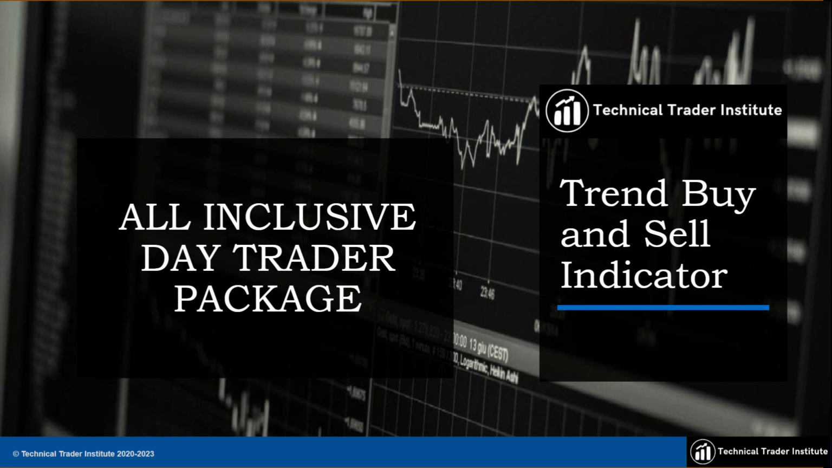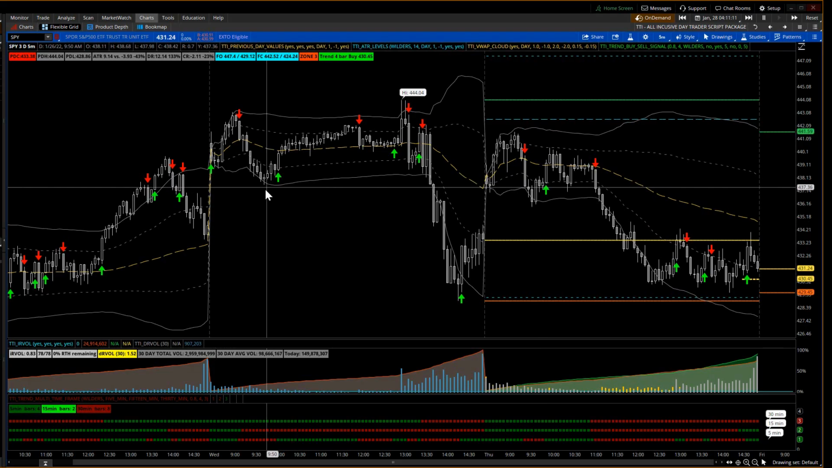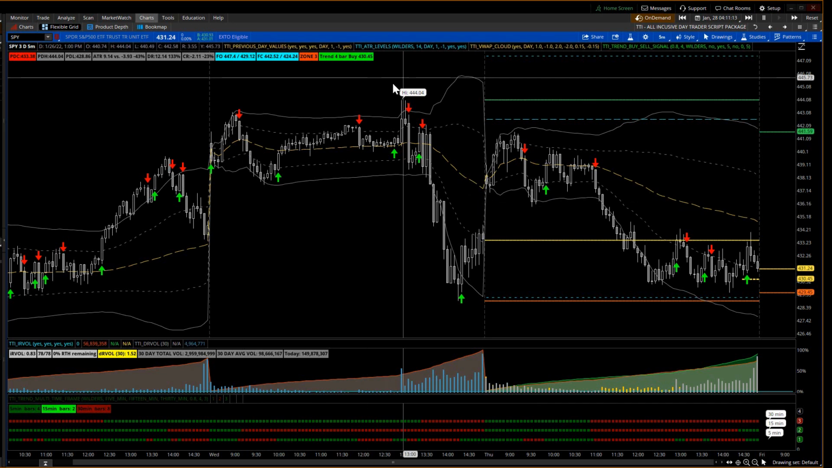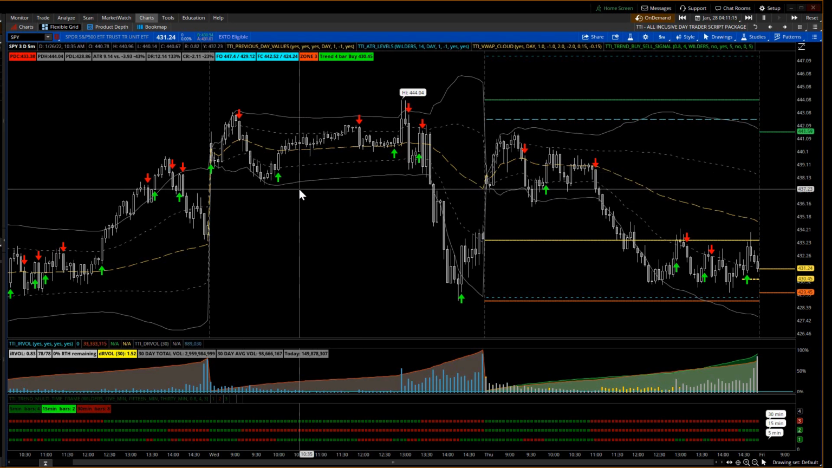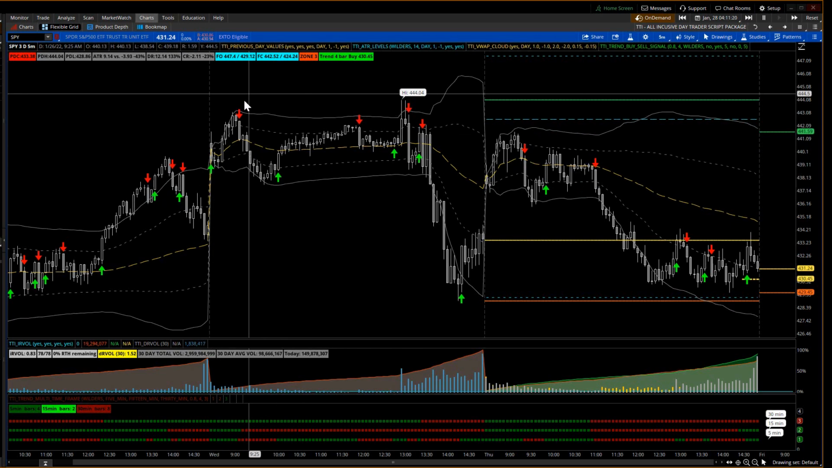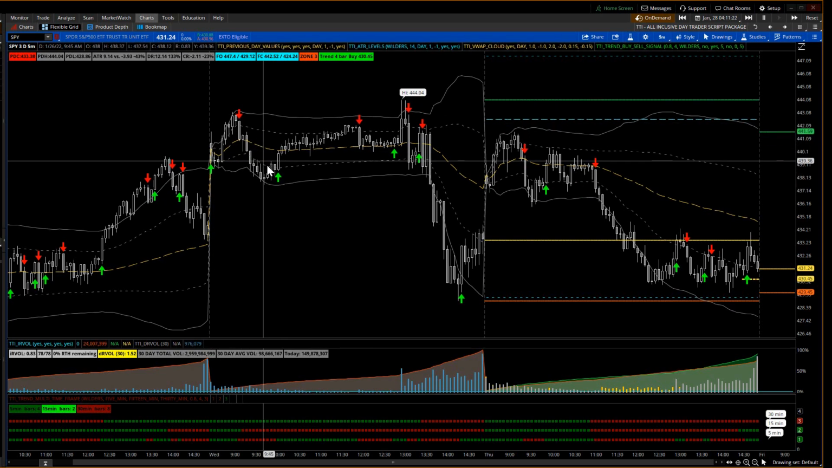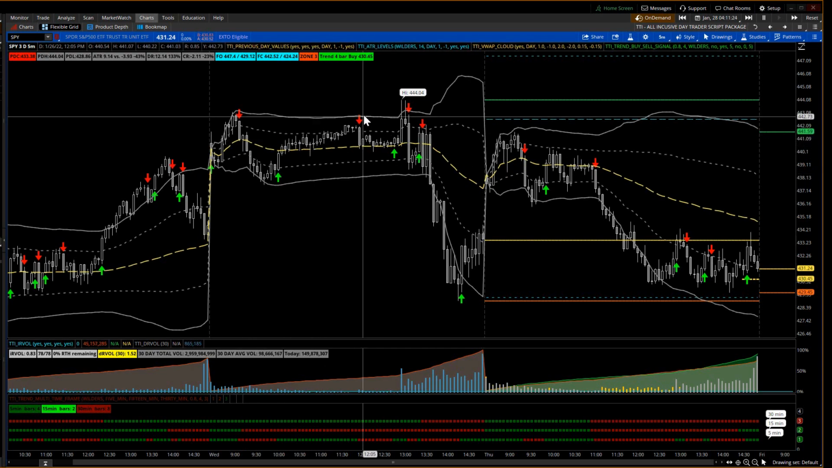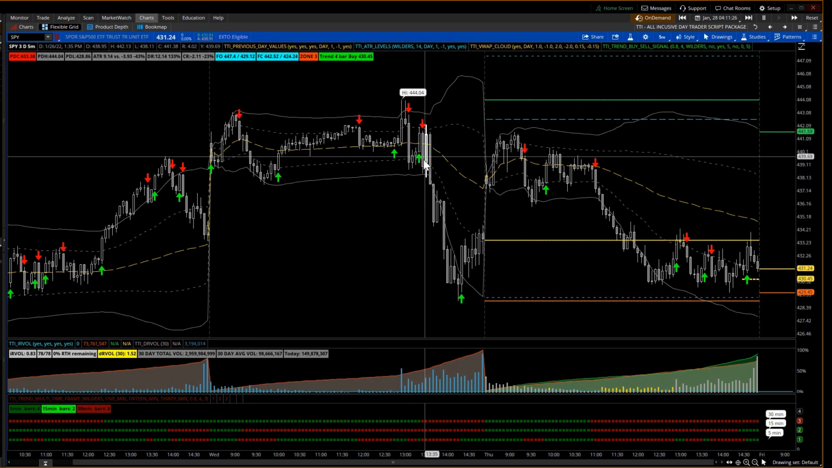Let's take a look at the buy and sell trend indicator. First off, we're going to take a look at the 5-minute chart on the S&P 500. This indicator just simply has green arrows and red arrows for pivot points in price action for this trend indicator.